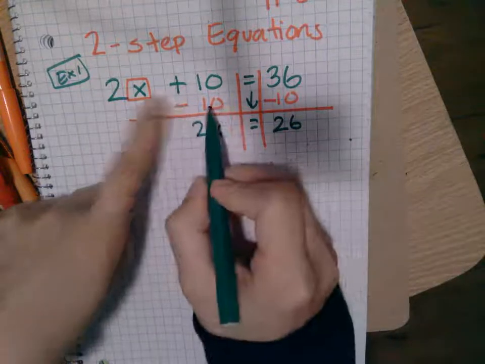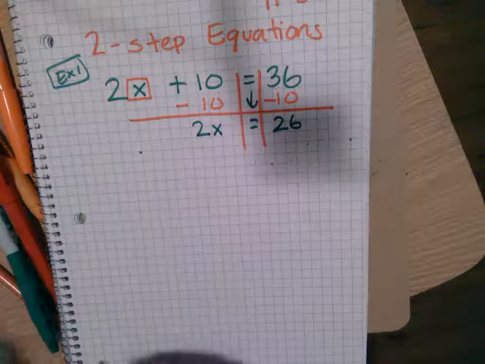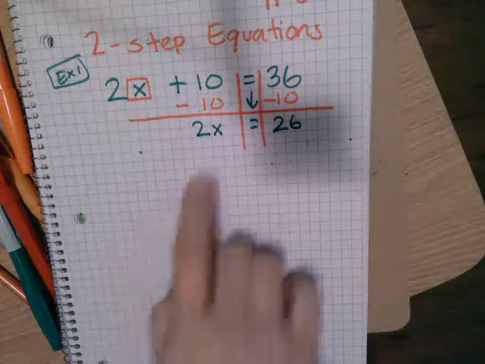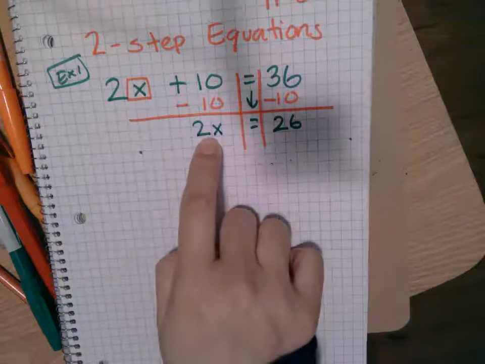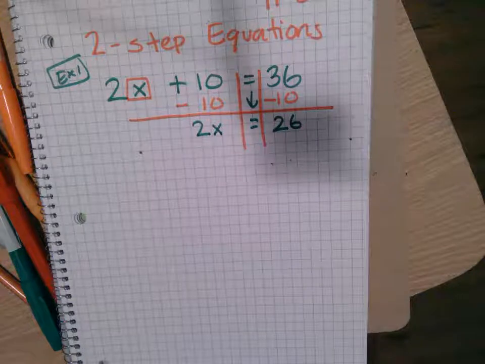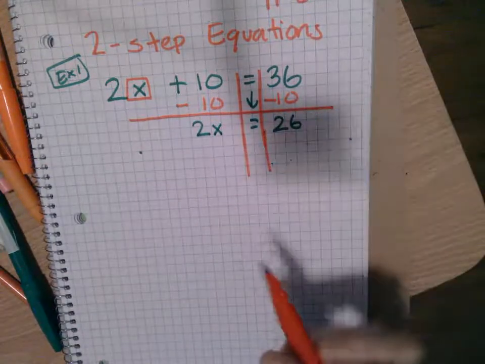So I just moved the 10. I didn't even touch the 2. So I bring it straight down. Okay, now we're left with what we did on Monday. It's 2x. What does that mean? That means 2 times x. So what do I do to the 2 mathematically to move it?